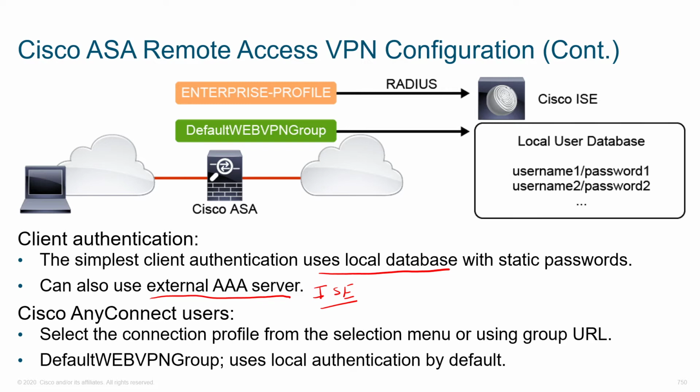Cisco AnyConnect users are going to select that connection profile. Remember we had employees and partner? This is going to help us determine what AAA server we bounce off of on the back end when we're trying to authenticate. When we look at the web VPN group, this is what everybody's going to hit by default, and it uses local authentication by default. Again, very simple. If we wanted to change that, we could do it at the default level, or we could do it at a more individual level if it's appropriate.